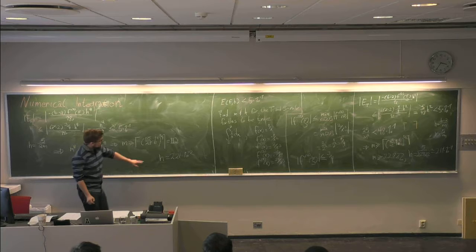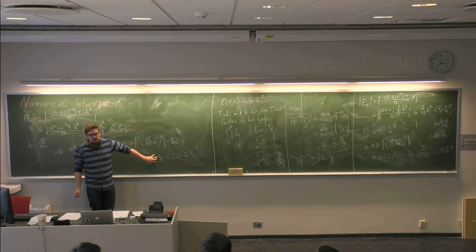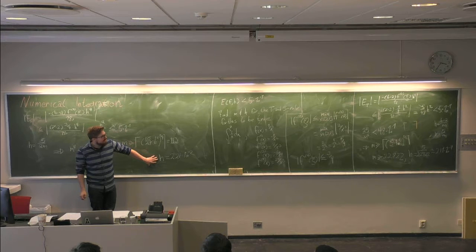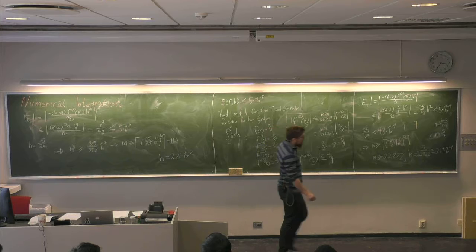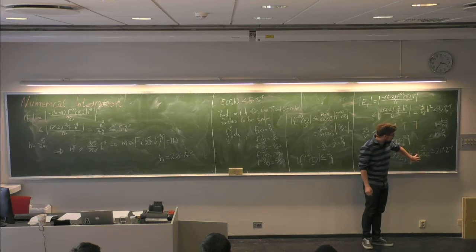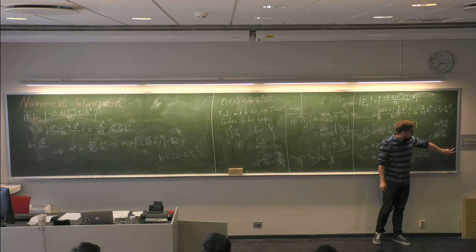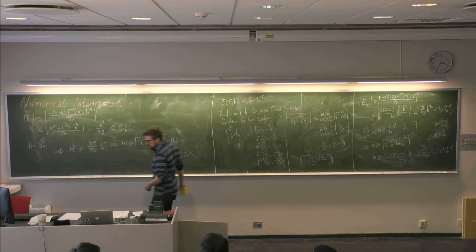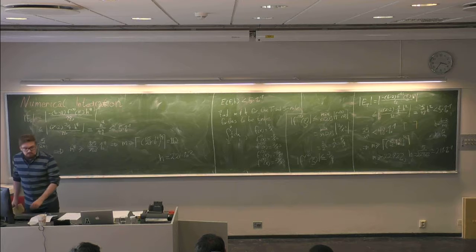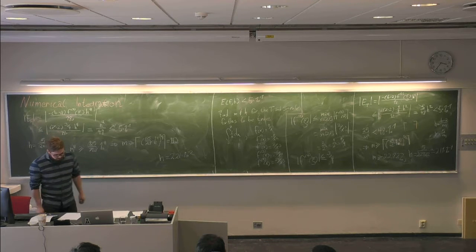You can just see it in the step length here. Anyway, you see this is 2.21 times 10 to the power of minus 2, whereas for the trapezoidal one it is 10 to the power of minus 4. So that's a huge difference. Moral of the story, use Simpson's method. A lot better.